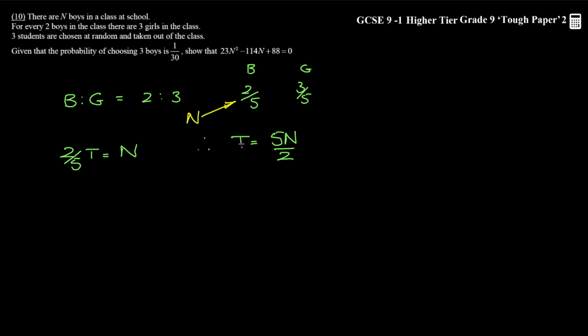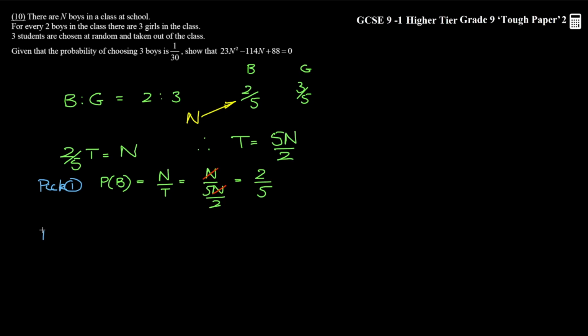We need the total because we're choosing 3 out of the class. So we've got 3 picks to do from the class. Each time we pick a student, we're not going to put that student back, so each time that total goes down by 1. So pick 1: the probability of picking a boy is the number of boys divided by the total, and that is equal to n over 5n over 2. The n's will cancel and leave us with 2/5.